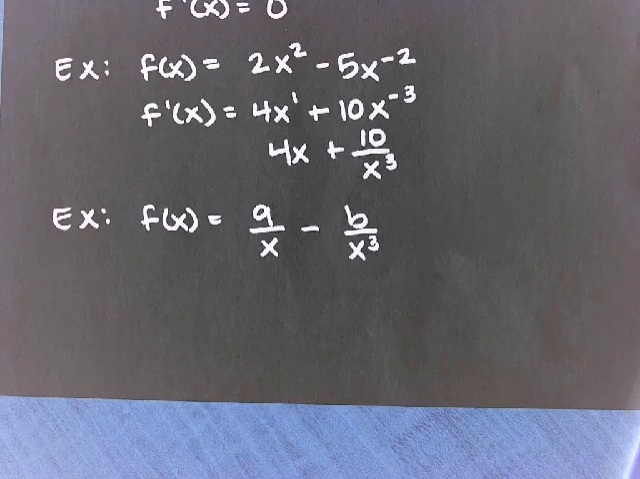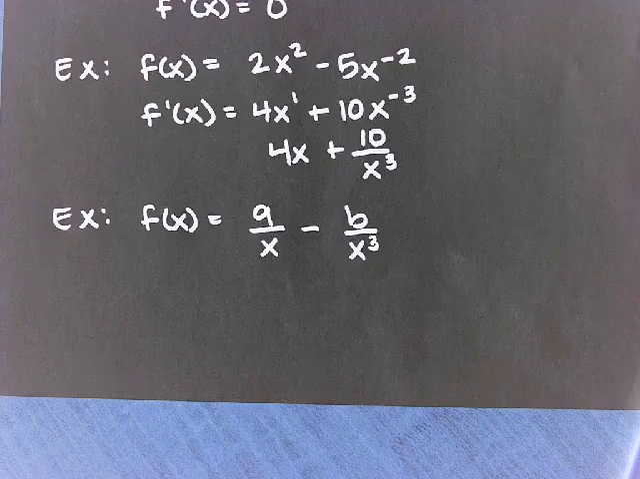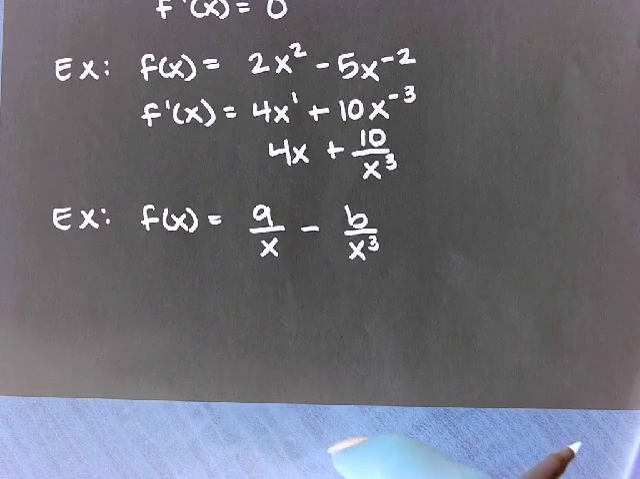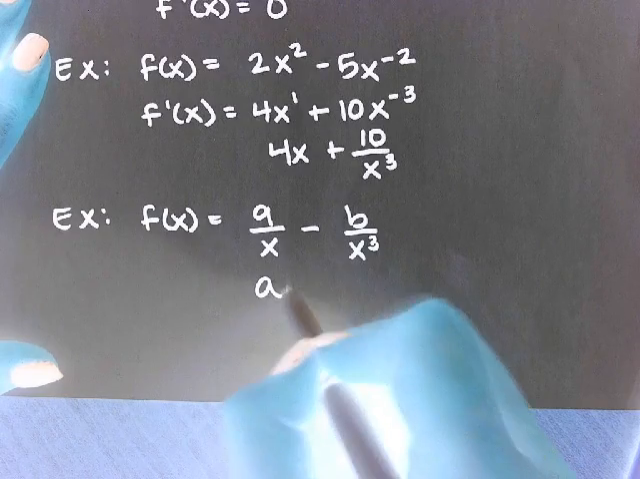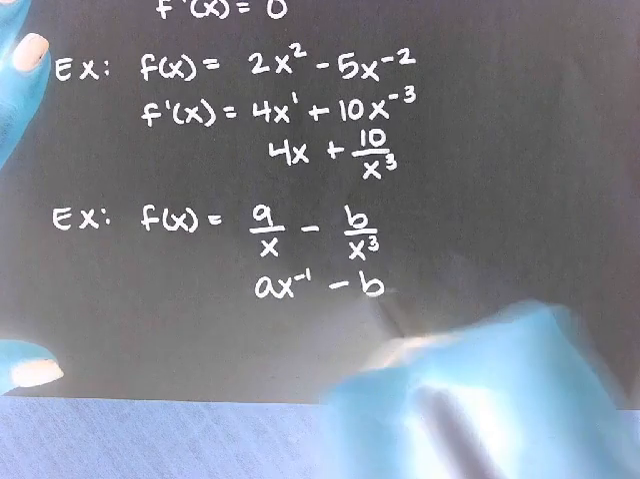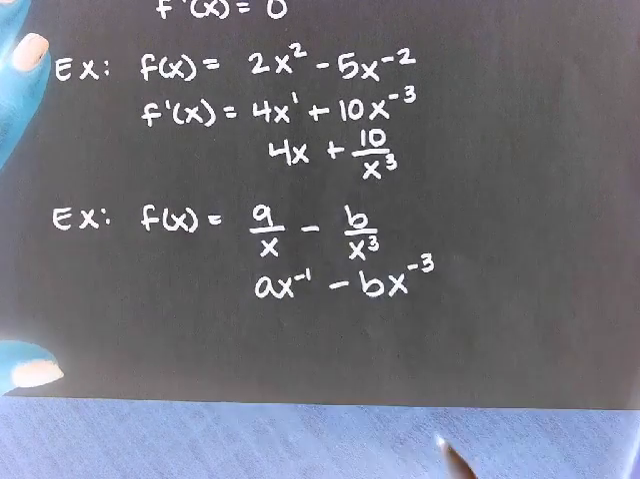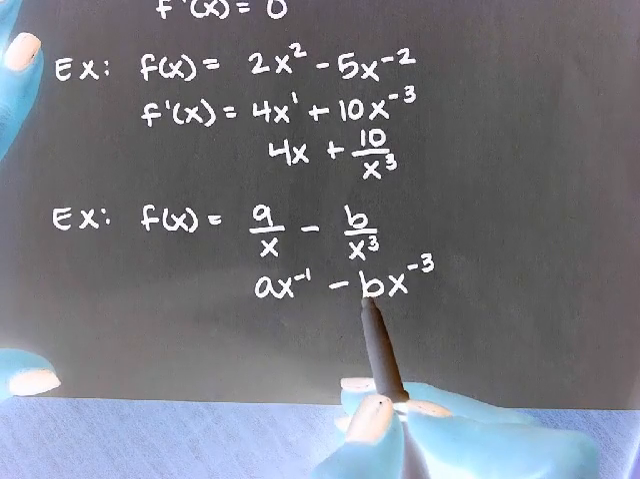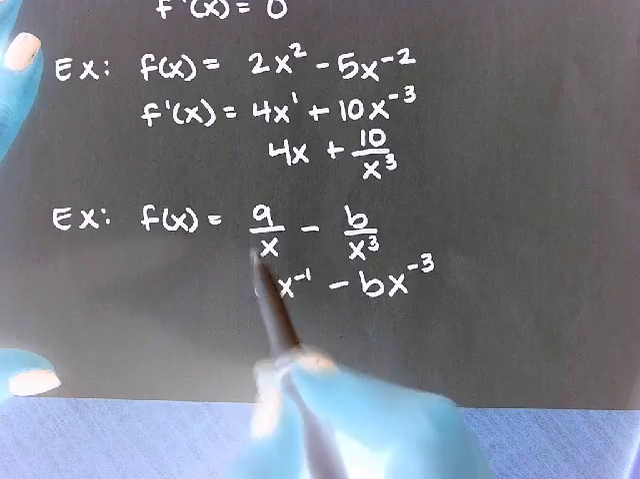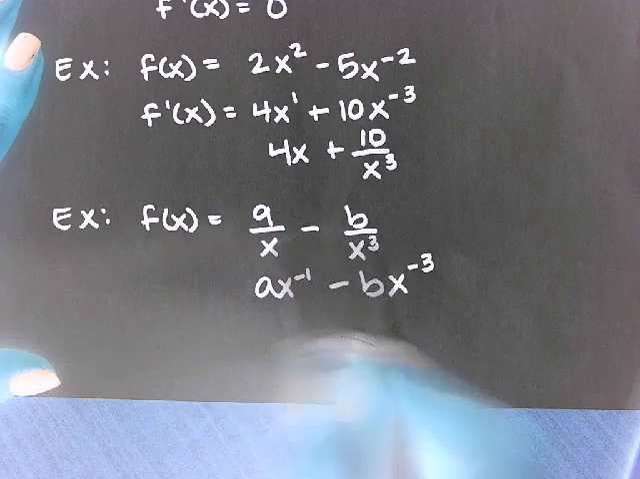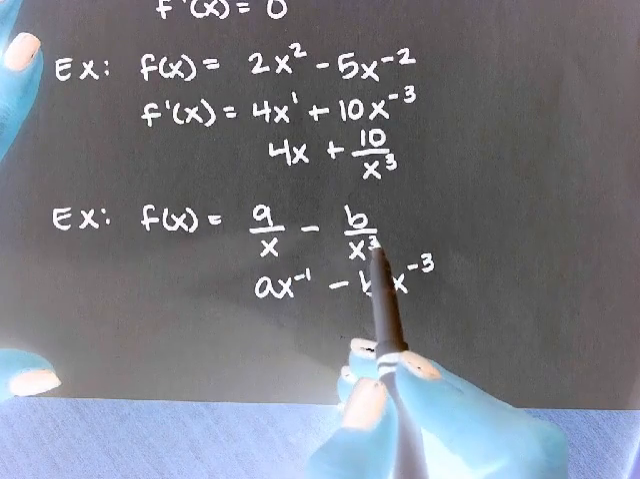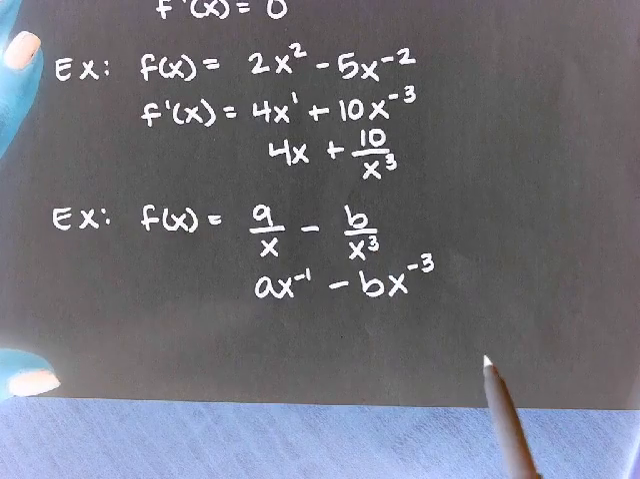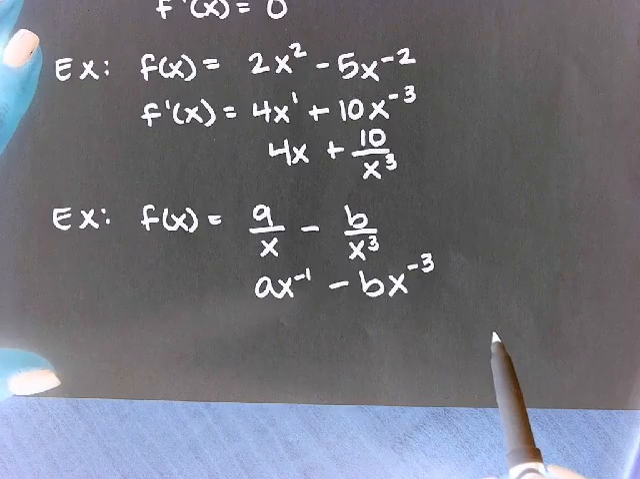Somebody other than Wolf. Sorry, Wolf. A over x, that's a over x. So you just make this ax to the negative 1 minus bx to the negative third. Yes. So when you're doing problems like this, that's kind of the little trick to it. When you first look at it, it's like, ooh, is that like a mini quotient rule problem? You could use the quotient rule, but that would be terrible. The easier thing is to rewrite it, and then it makes it an easier problem to deal with.